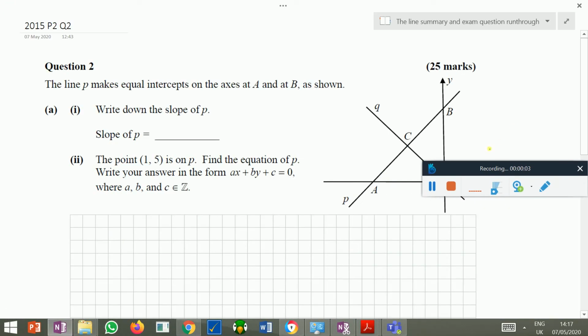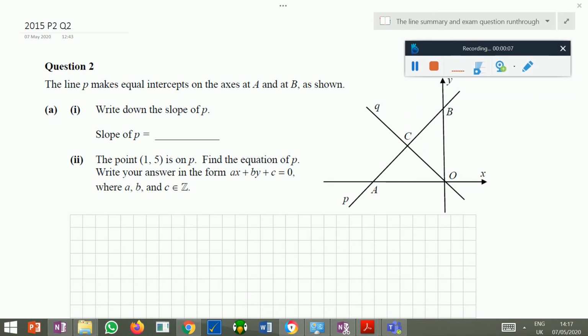Okay, we're going to look at a second question here, and it is on the line again. It is 2015 paper 2 question 2. So we start out and we say that the line P makes equal intercepts with the axes, being the x and y axis, at the points A and B.